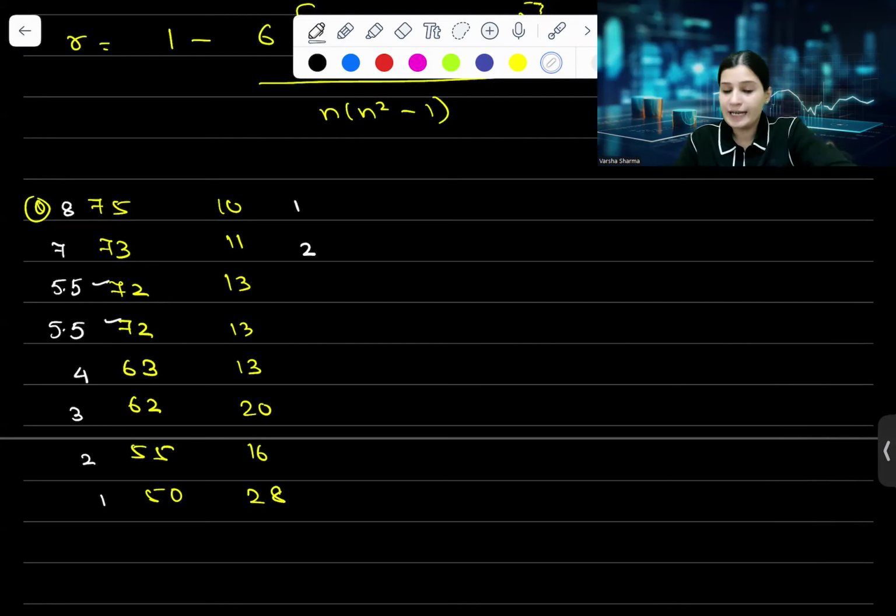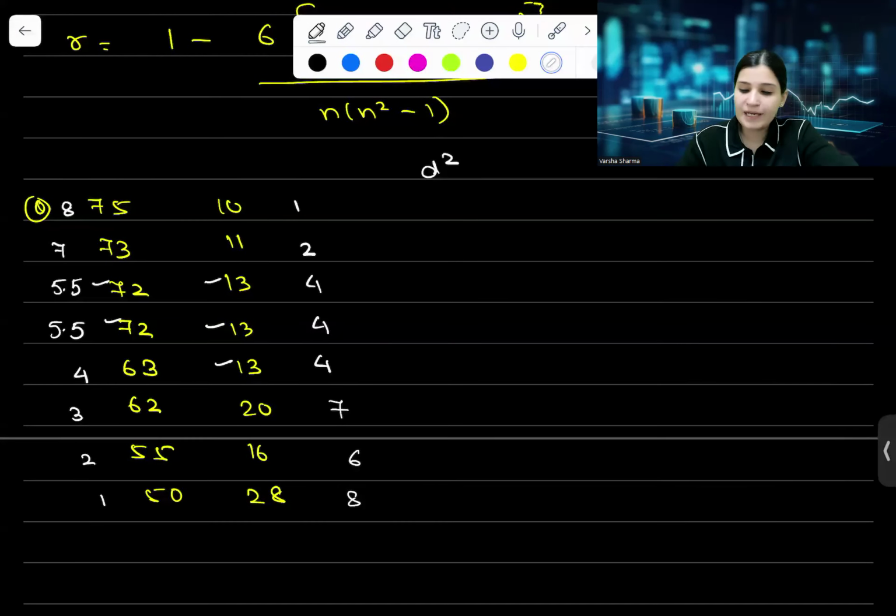Then the tie is in which three rankings? Third, fourth, and fifth. So, what is the average of 3, 4, and 5? 4. So all of them will be given the ranking 4. But we have lost 3, 4, and 5 rankings. Then comes 6th, 7th, 8th. Understood? Then calculate first d square. 8 minus 1 square, 7 minus 2 square. What is the total?